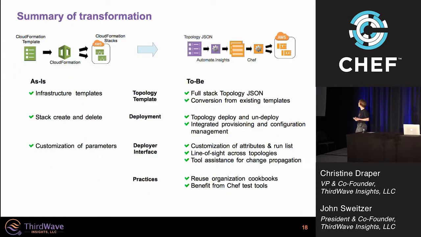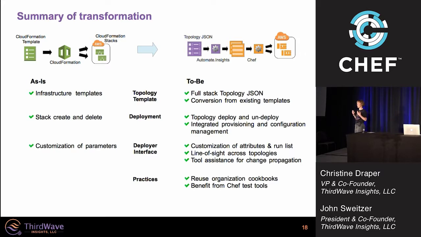So to just recap on the transition that the Hookem team's been able to make, they were using CloudFormation, that gave them infrastructure templates, made it easy for them to create and delete stacks. They were able to customize it at deployment time by changing parameters. And what they've shifted to is using the topology JSON, which covers the full stack in a uniform way. They were able to convert to it from their CloudFormation templates. And then using chef provisioning, they can deploy and undeploy the topology and they can update it. And it's all integrated with their chef configuration management.